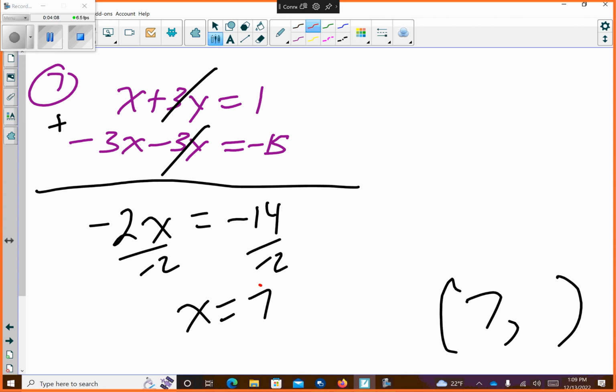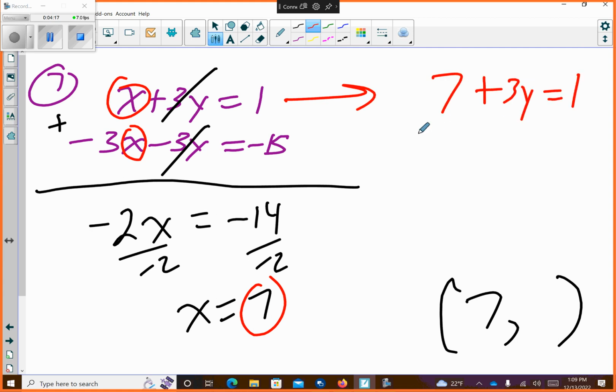All right, so this 7 here, I'm going to plug it in either here or here. I like the top equation, so I just directly sub it in, replace it. Subtract 7, subtract 7. 3y equals negative 6. Divide each side by 3. So I get negative 2 for an answer.